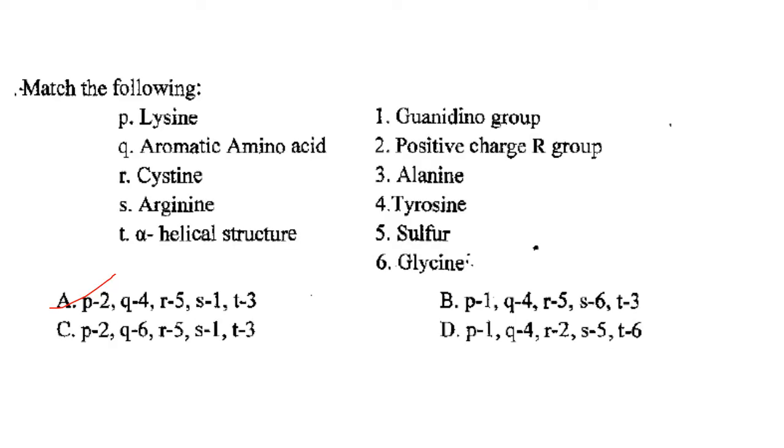Then again match the following. Lysine has got a positively charged R group. So P2. Then aromatic amino acid, it is tyrosine, Q4. Cysteine is sulfur containing amino acid, R5. Arginine is guanidino group S1. Alpha helical structure is T3, alanine. So the answer is option A, that is P2, Q4, R5, S1, T3.